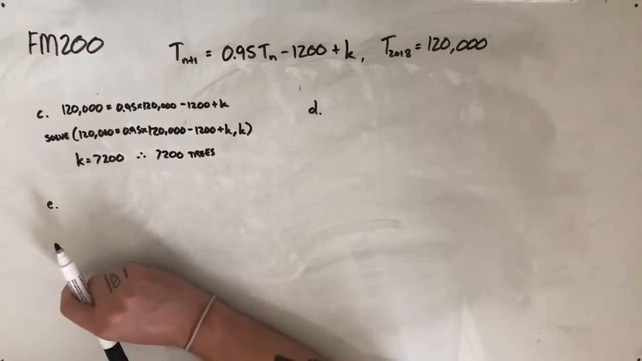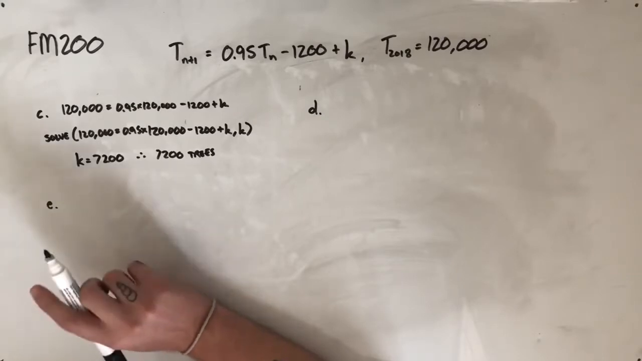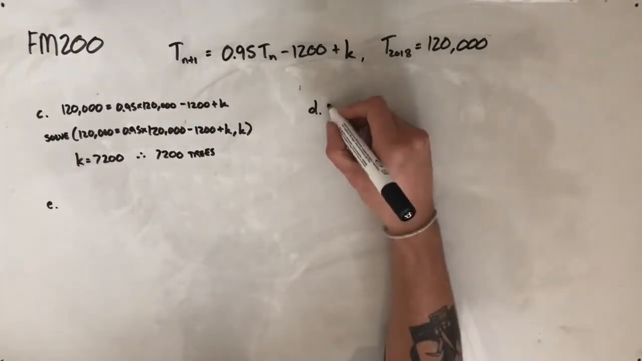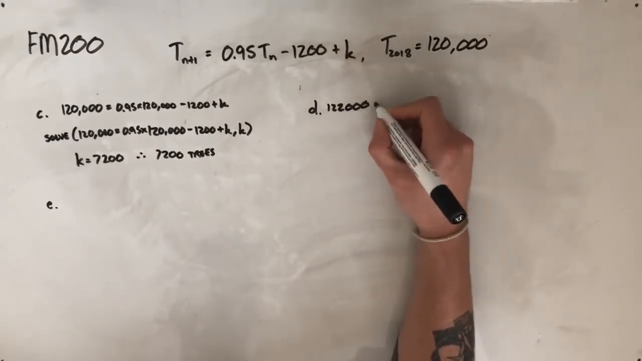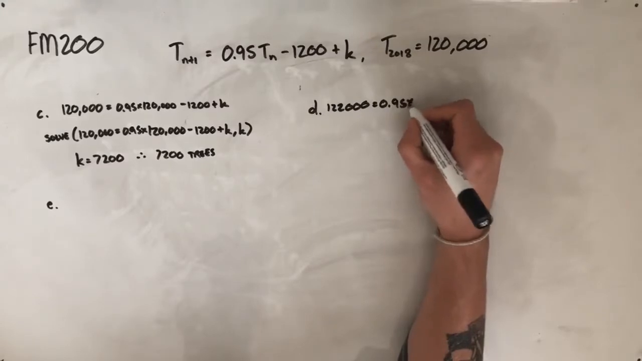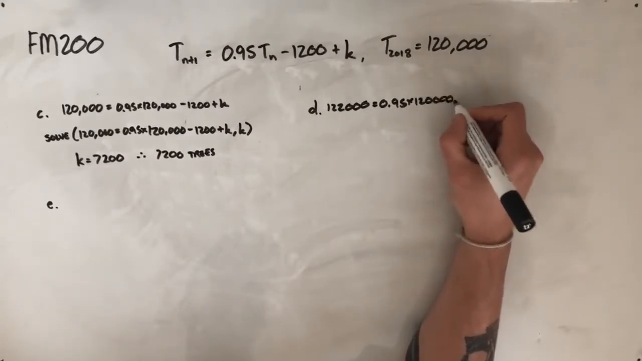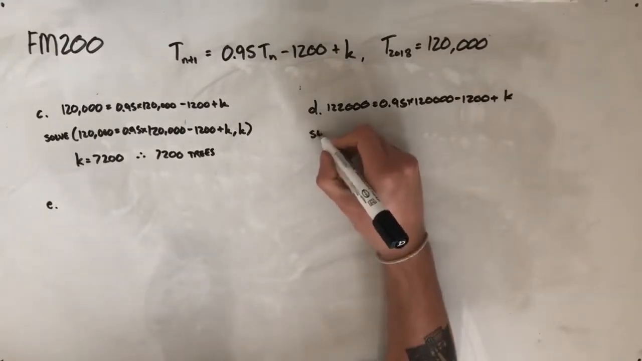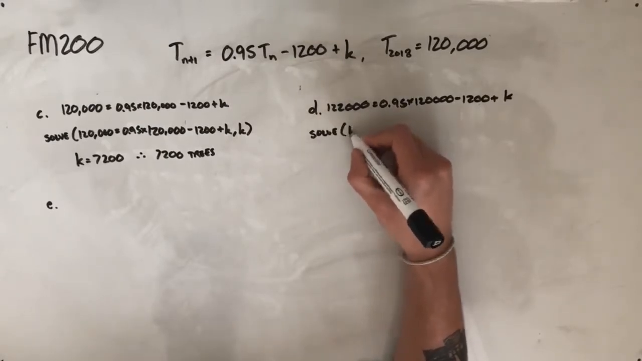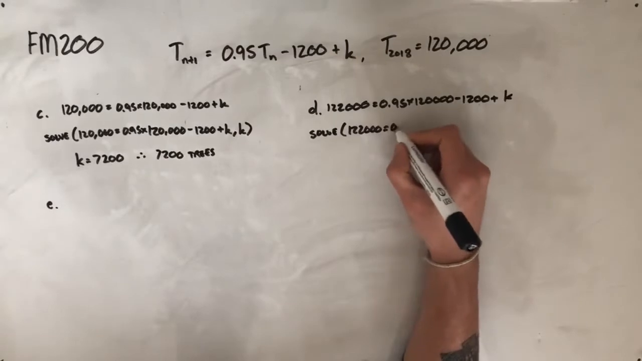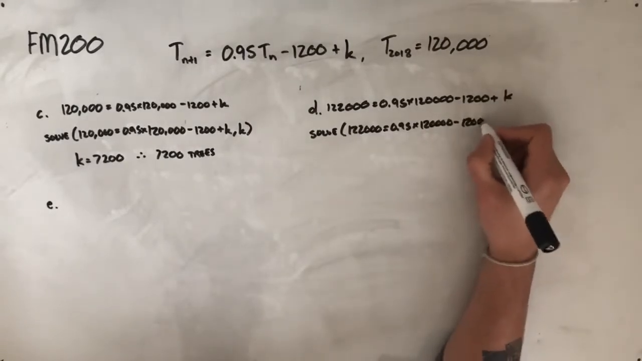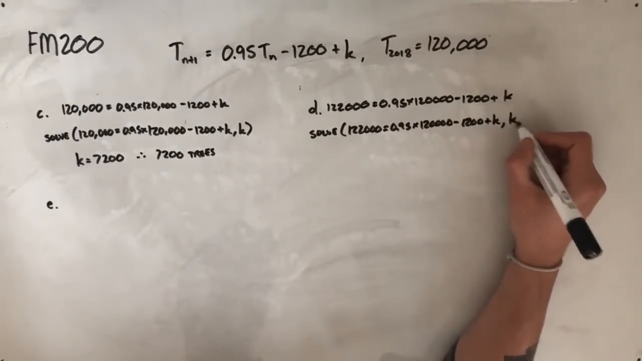Question D says, how many nut trees must be planted at the end of each year if the number of nut trees on Squirrel Sanctuary at the end of 2019 is to be 2,000 more than at the end of 2018? Well, if it's going to be 2,000 more, then now we're looking for 122,000 being equal to 0.95 times 120,000 minus 1,200 plus k. Once again, whacking this into solve: 122,000 equals 0.95 times 120,000 minus 1,200 plus k, solving for k.